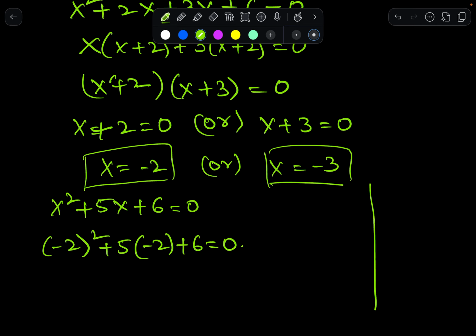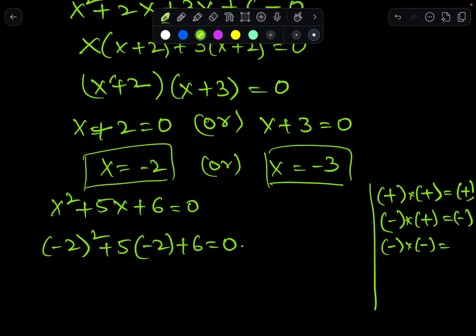Here there is something that you should know. Whenever you multiply a positive value with another positive value, the result is always positive. Whenever you multiply a negative value with a positive value, the result will be negative. And whenever you multiply two negative values, the result will be positive.